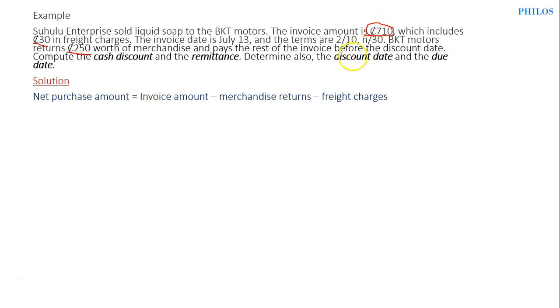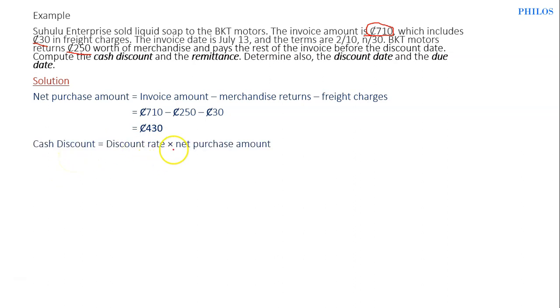So we substitute 710 in place of the invoice amount. Then the return, which is 250, we substitute it here. And then the 30, which is the freight, we substitute it here also. So when we do the substitution, 710 minus 250 minus 30 should give you 430 cedis. So this is the net purchase amount. After getting the net purchase amount, we can now find the cash discount. So cash discount is equal to cash discount rate times the net purchase amount.